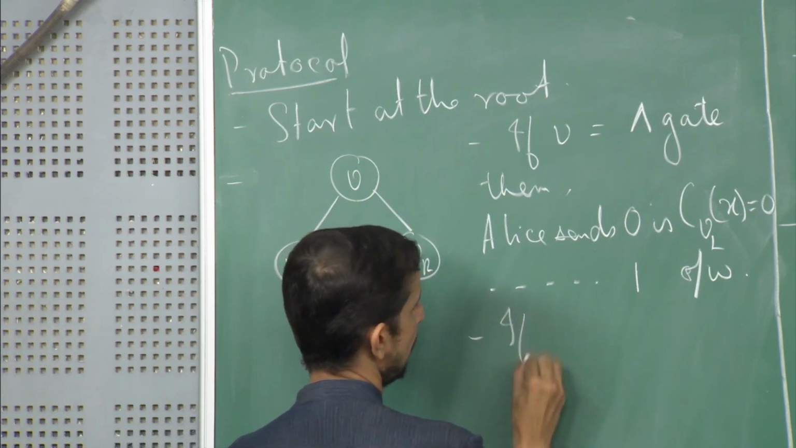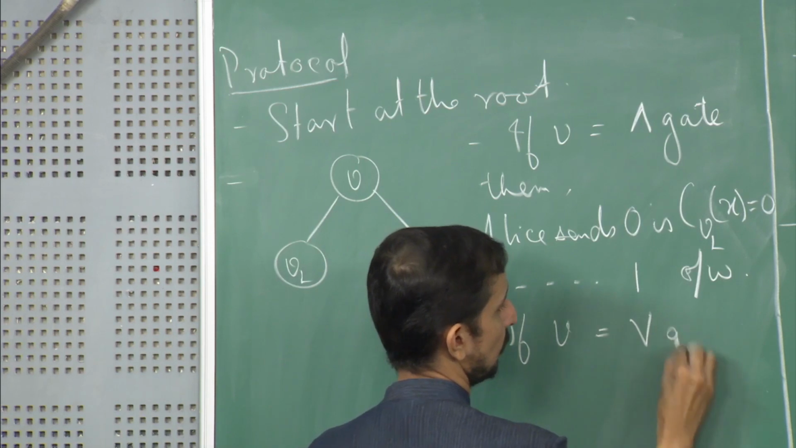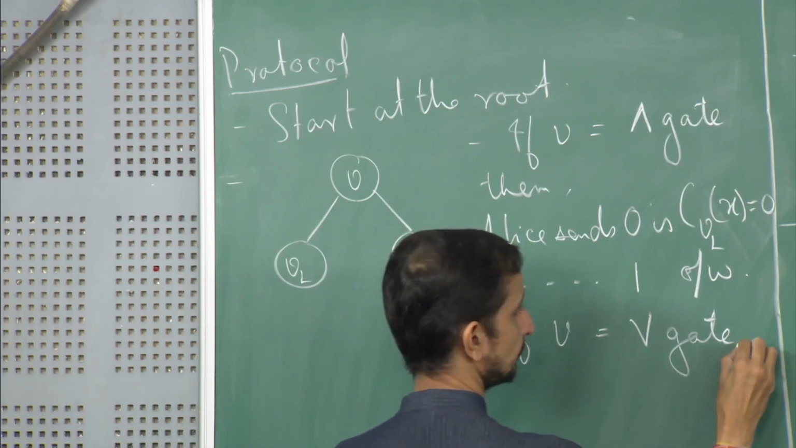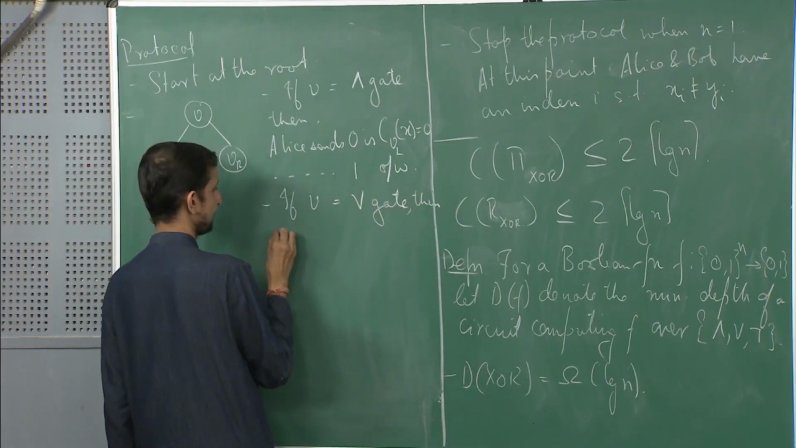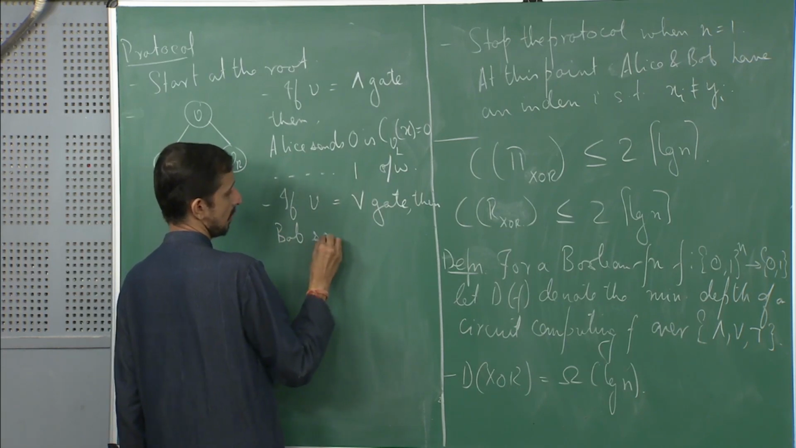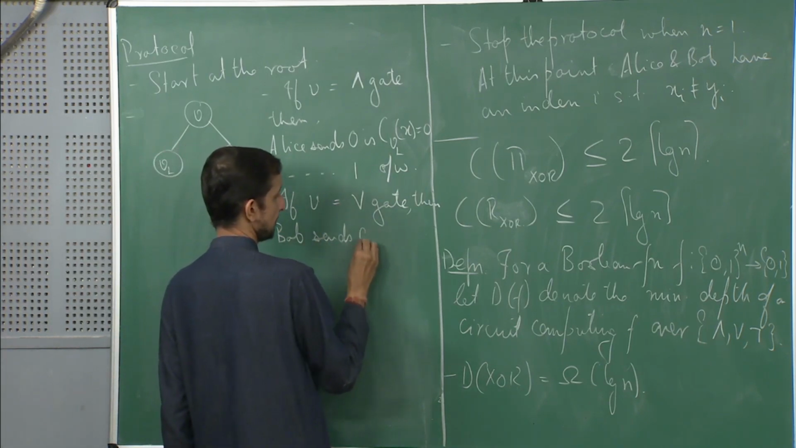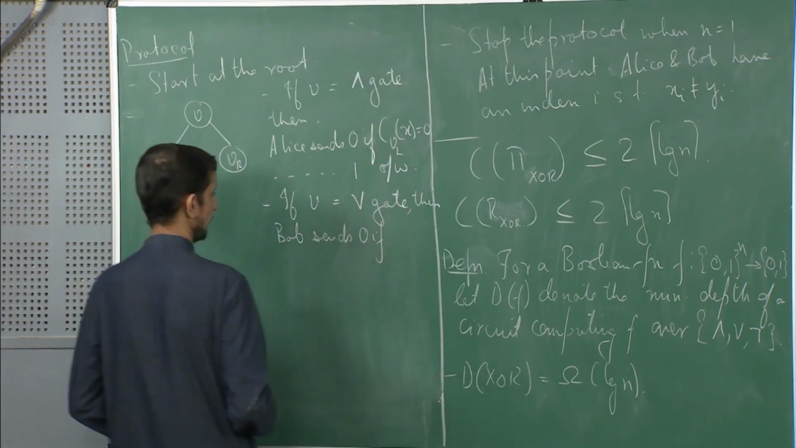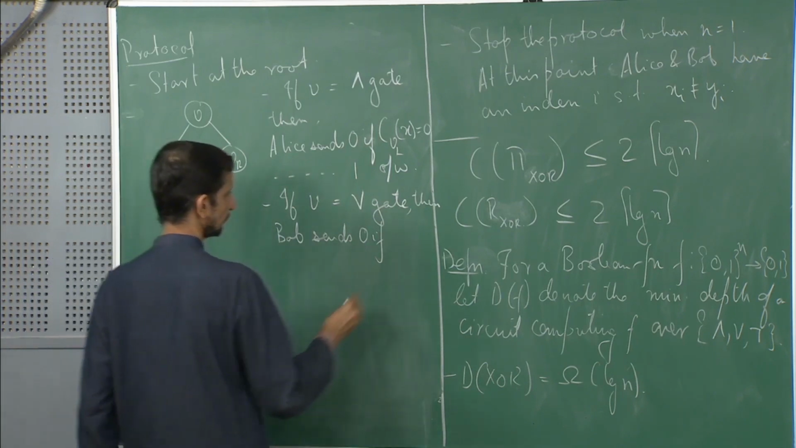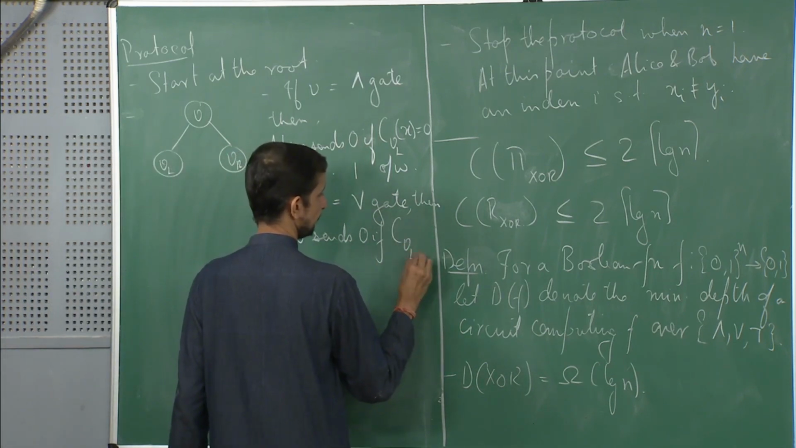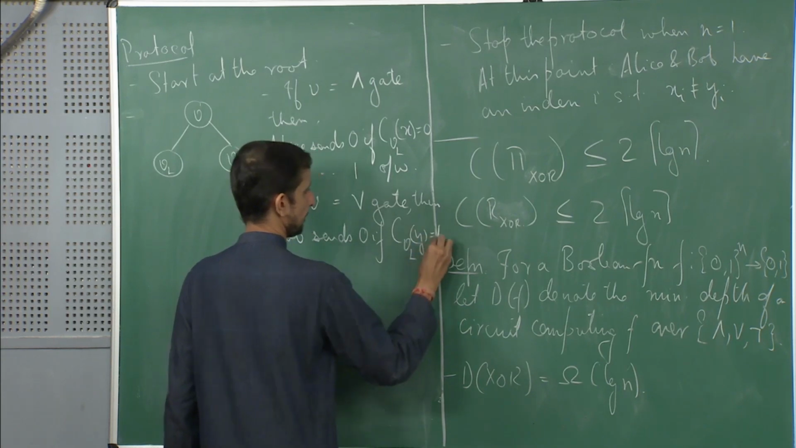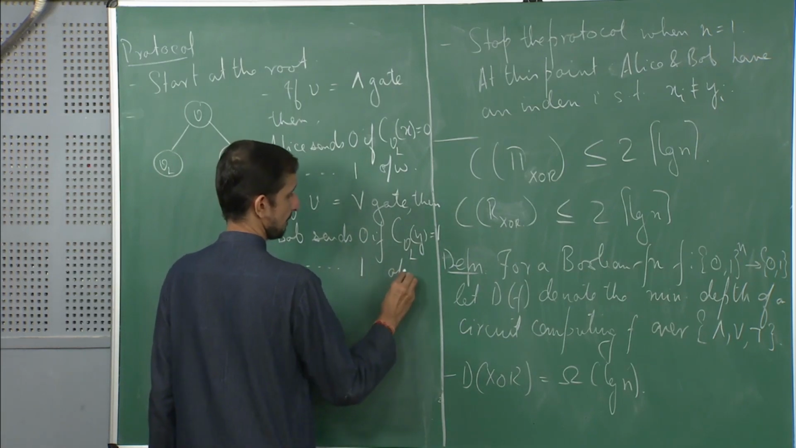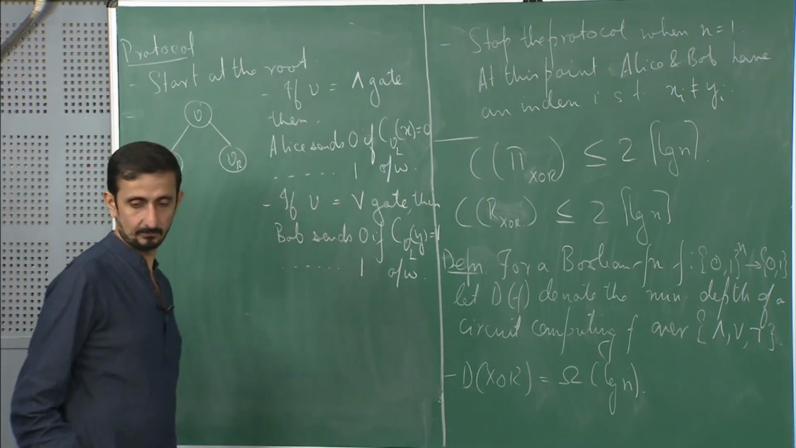Correspondingly, if V is an OR gate, Alice doesn't do anything, then Bob sends 0 if CVL of y is 1 and Bob sends 1 otherwise.